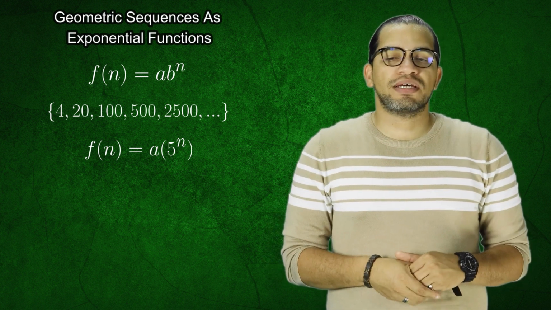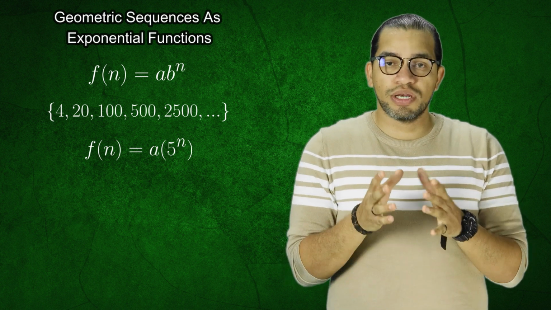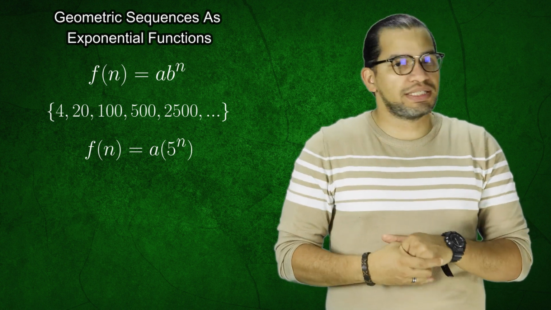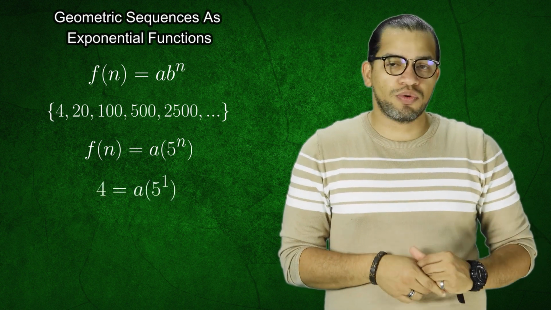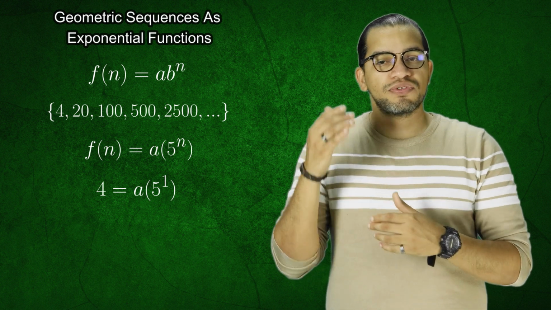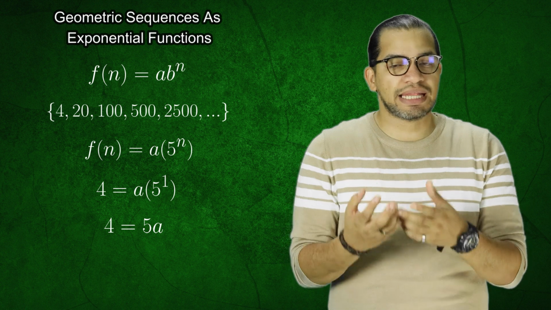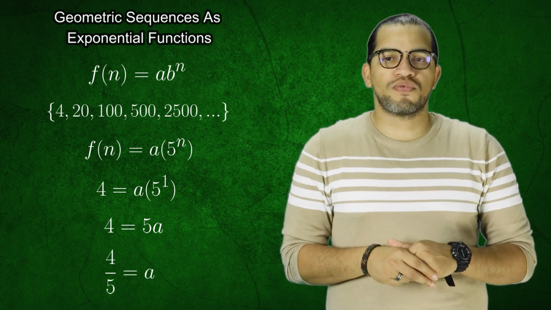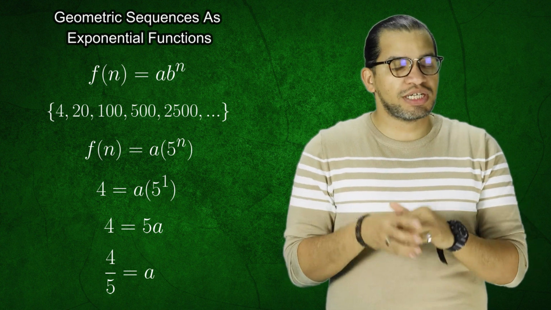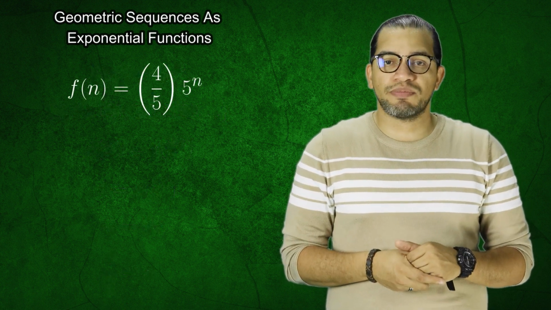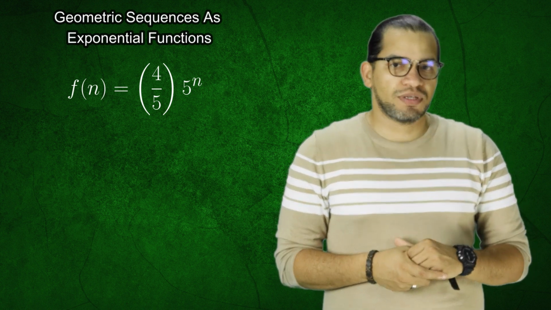In order to find the value of a, we have to use the information given. We know that f of 1 is equal to 4. So 4 is equal to a times 5 to the 1. And if we solve for a, we get that a is equal to 4 over 5. Thus, the equation for such a geometric sequence is given by f of n equals 4 over 5 times 5 to the n.